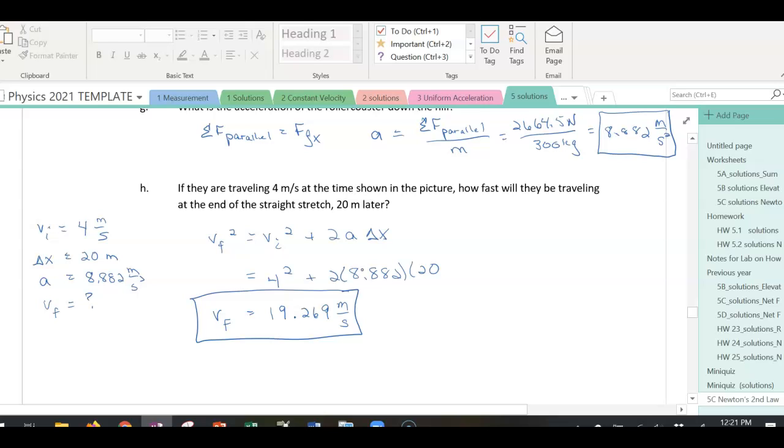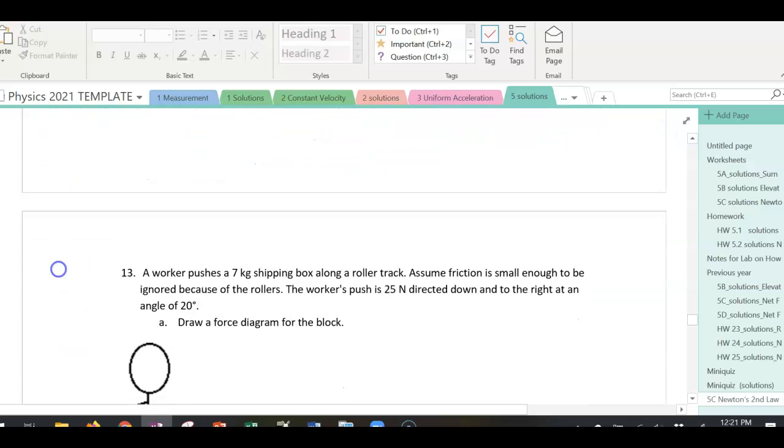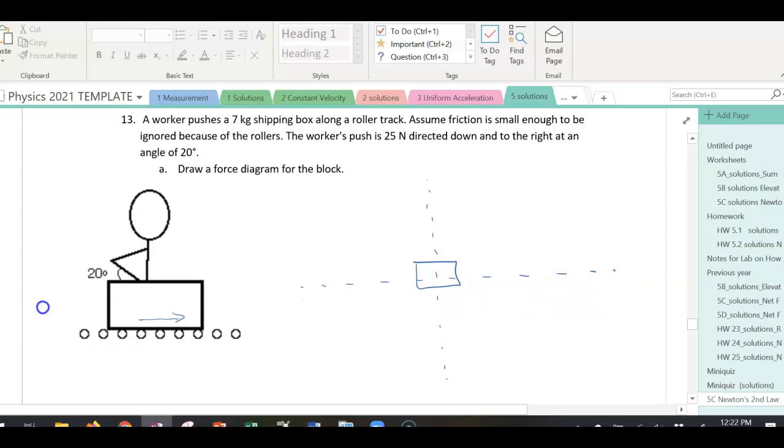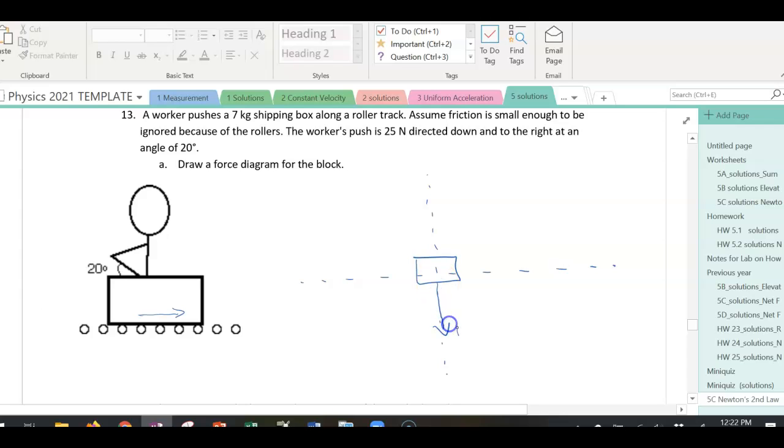Let's do one more example where we have force diagrams where there may be some component forces. Here we've got a worker who's pushing a shipping box along a conveyor belt or a track, and again we're going to ignore friction. Now in this case the box is moving horizontally, so I will not tilt the axes. And so, there's a force of gravity on this box, which is 68.6 newtons.